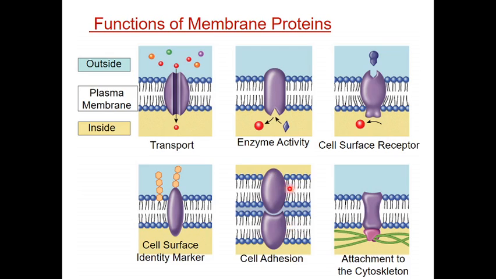Cell surface identity markers, some of the proteins which are specific to cell types, and cell adhesion, another thing you can see. This might be the cell membrane of one cell, and this is another cell, so both cells can adhere with the help of proteins. Then there is the attachment of the entire cell membrane itself to the cytoskeleton with the help of proteins. So these are all the specific functions of the cell membrane proteins.